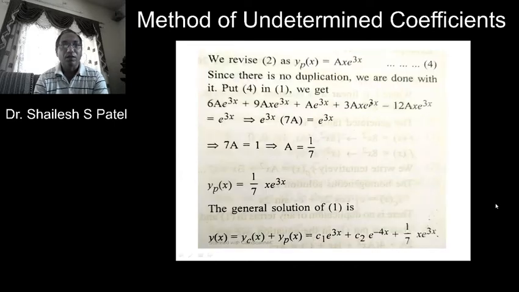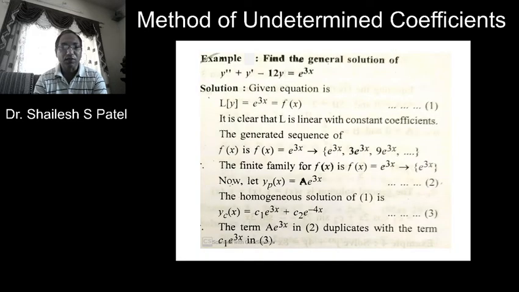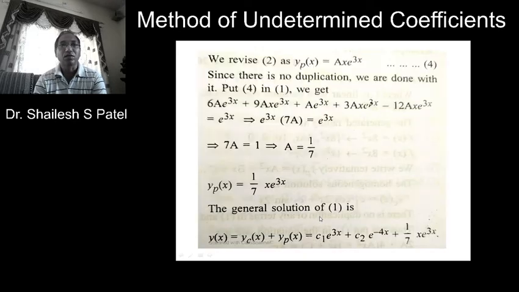So we will revise y_p(x) as y_p(x) equal to A into x. That is, the process is very simple. Multiply this by x. So A into x into e raised to 3x. Now again check whether x into e raised to 3x is duplicating. But you can see x into e raised to 3x is not there in y_c(x). You can see easily. So there is no duplication now. So this is our final y_p(x).